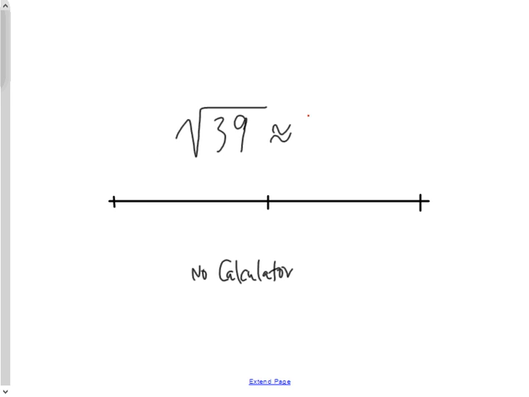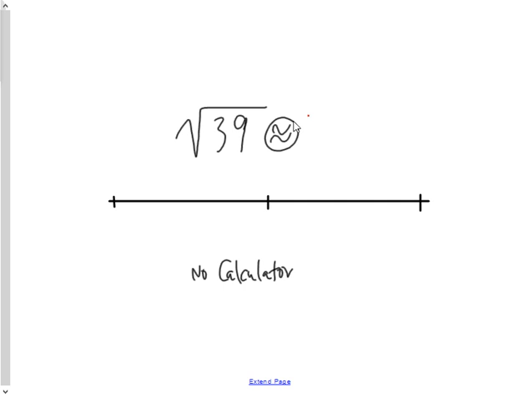Question 3 asks you to find the approximate square root of non-perfect squares. So 39 is not a perfect square, which means there is no number that multiplies by itself to get you 39. But there is an approximate number that you can multiply by itself to get 39, and the way we found that was by using a number line.